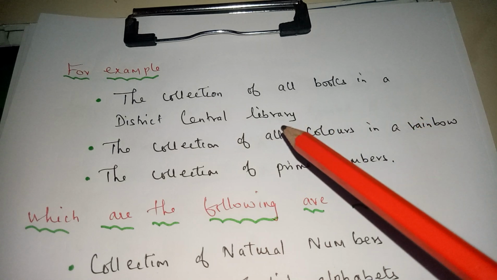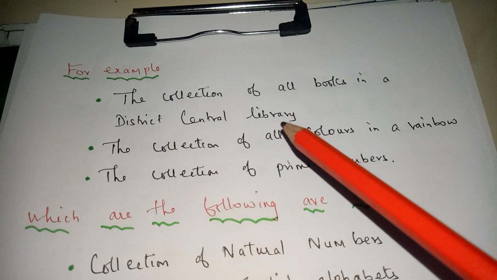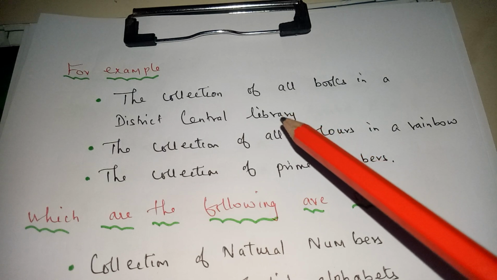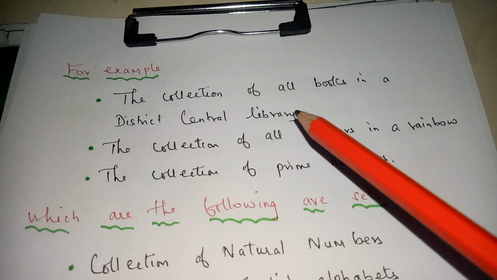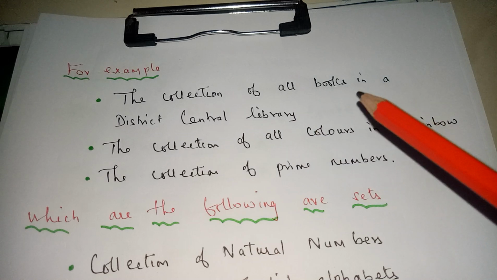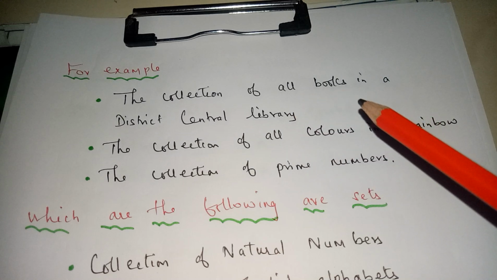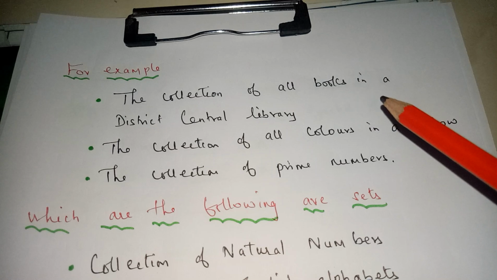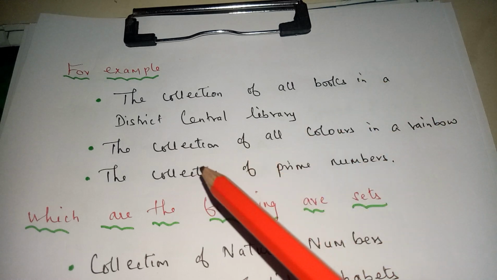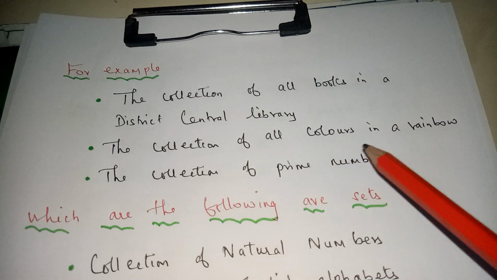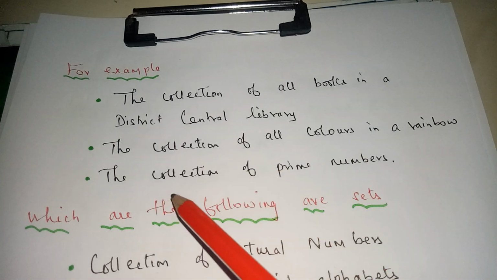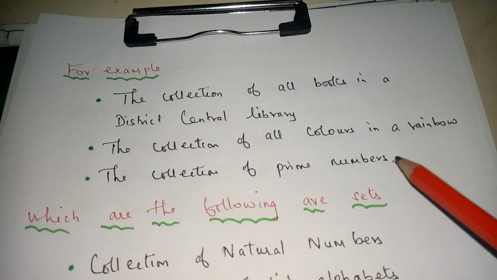So you need aptitude. There are many aptitude textbooks. We take volume 1 aptitude book, volume 2 aptitude, volume 3 aptitude, etc. That is called the objects, volume 1, volume 2, volume 3. Another example we can say is the collection of all colors in a rainbow, the collection of prime numbers.